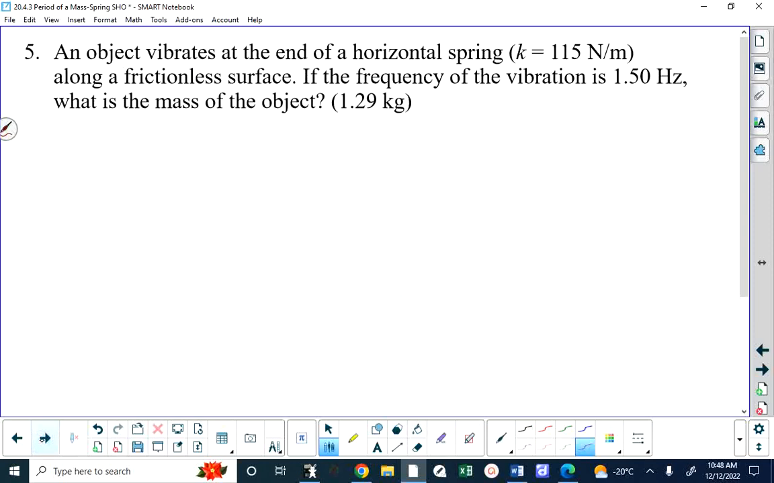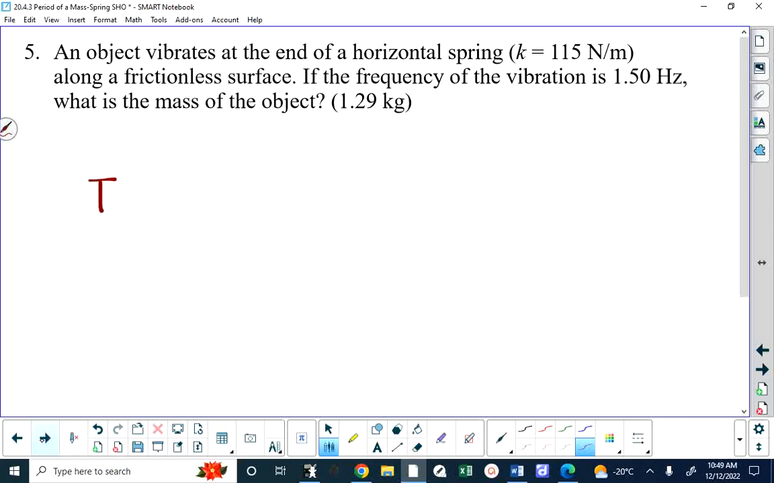So we have an object that's in oscillation on a spring, and you're given the value of the spring constant. It's along a frictionless surface, which again is laughable, but we're here to practice physics, and when it comes to applying physics and you get into engineering maybe, you would start off with analyzing frictionless surfaces, and then you would start analyzing reality. But this is a physics class, not an engineering class. The frequency is given to you. What is the mass?